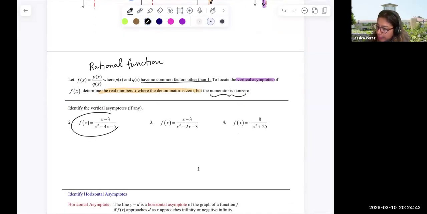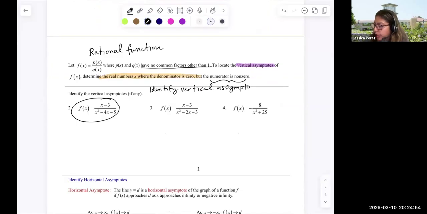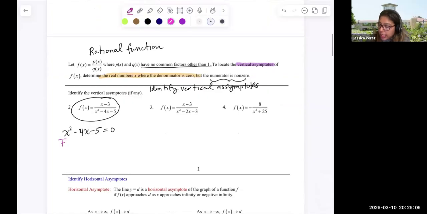So let's say we have number 2. We wish to identify vertical asymptotes. In order for this to happen, we look at the denominator. At which x values am I going to get 0? That means you're going to have to factor the polynomial.